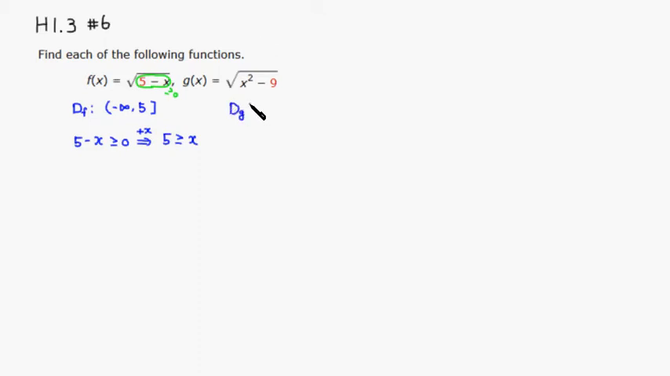Alright, how about the domain of g? In this case we need to make sure that x squared minus 9 is greater than or equal to 0. Let's solve the equality first. x squared minus 9, we can factor as x plus 3 times x minus 3, and set that equal to 0. This will give us x equals negative 3 and positive 3.